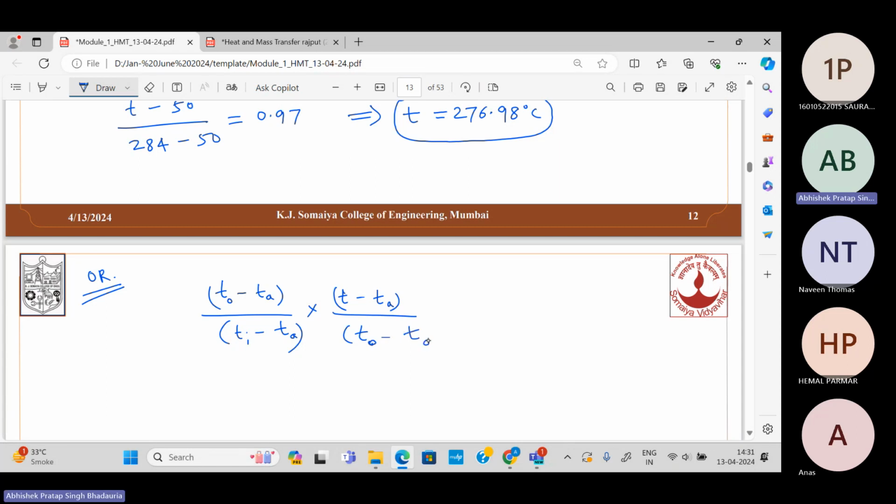So we have multiplied this correction factor with this temperature distribution directly. So this T naught minus Ta will cancel out, and we'll get the value as T minus Ta divided by Ti minus Ta. So in this way also, we can directly find the value of T, that is the temperature at a location other than the midplane or the center line, without determining T naught, that is the midplane or the center line temperature.